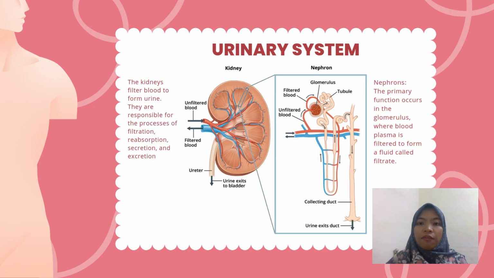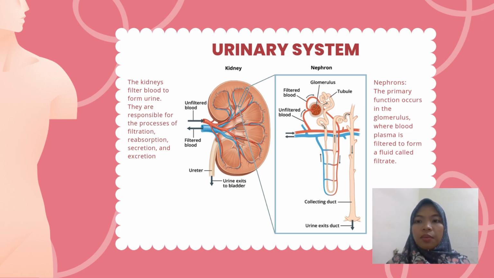Urinary system have four parts. Number one is kidney, ureters, bladder, and urethra. And I will be focusing on the kidney. The kidney filter blood to form urine. They are responsible for the process of filtration, reabsorption, secretion, and excretion. So in the kidney, we have nephrons.